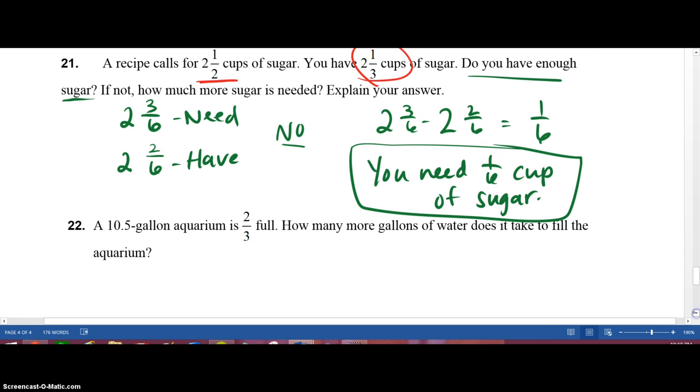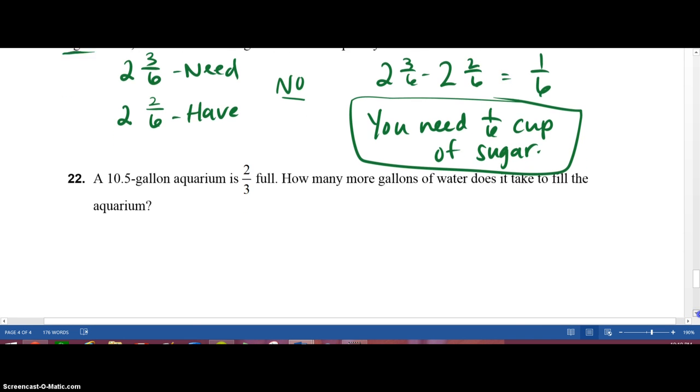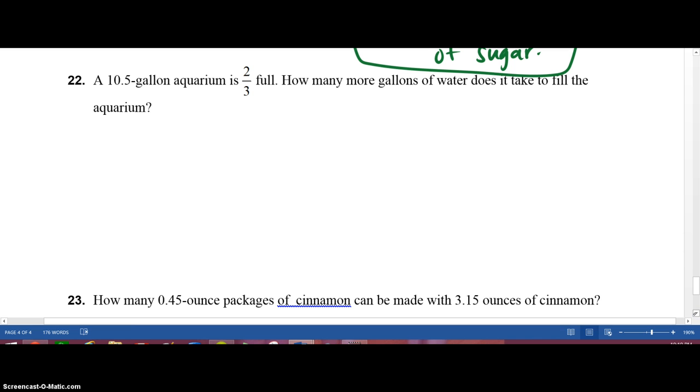Number 22 says a 10.5 gallon aquarium is 2/3 full. How many more gallons of water does it take to fill the aquarium? So let's see here. We're going to take 10.5. That's how many gallons that aquarium can have. And I'm going to multiply it by 2/3. So since this is a whole number, I'm going to, for right now, put this over 1. So I can see that here when I multiply across, I end up getting 21 over 3, which when I simplify is 7. So right now, my aquarium holds 7 gallons.